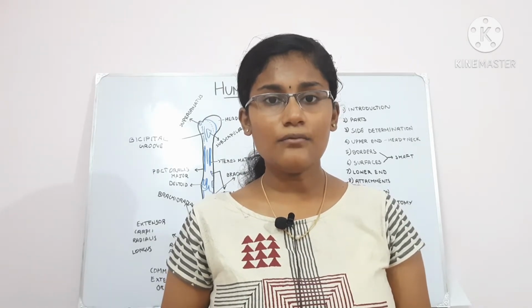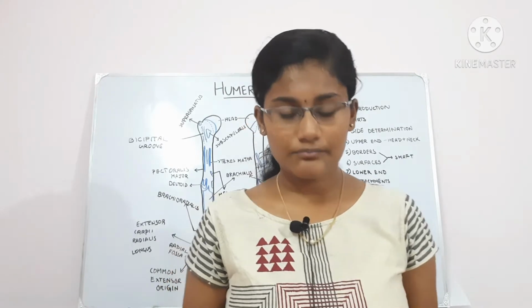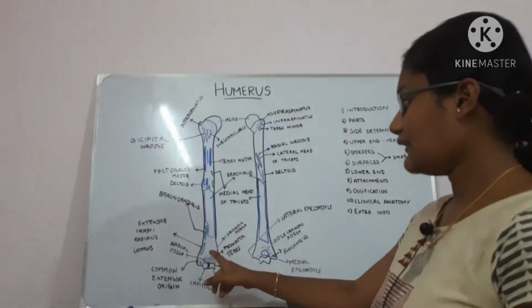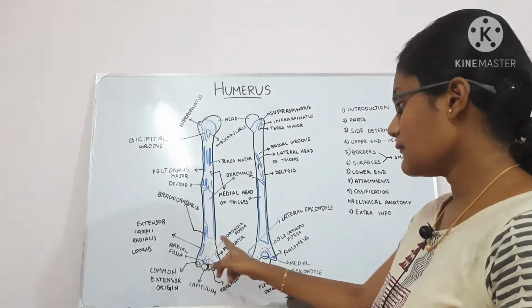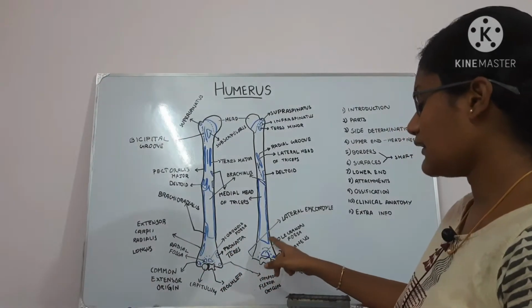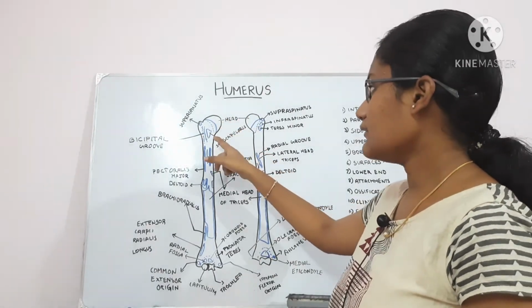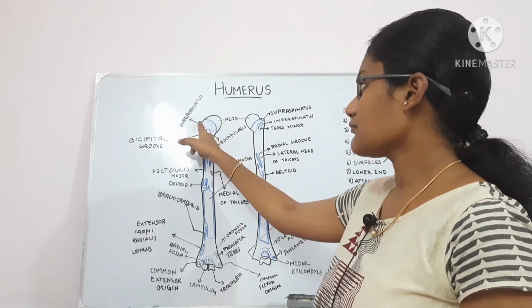Okay, now let's move on to the greater tubercle. As you can see in this diagram, this is the anterior aspect of the right humerus and this is the posterior aspect of the right humerus. This is the head of the humerus and this is the greater tubercle.